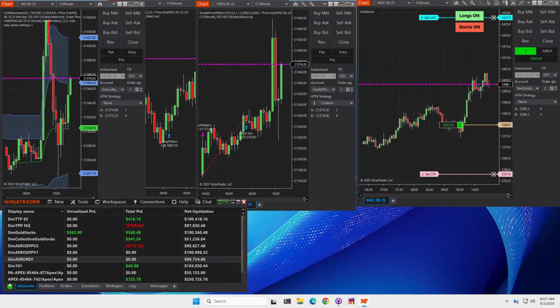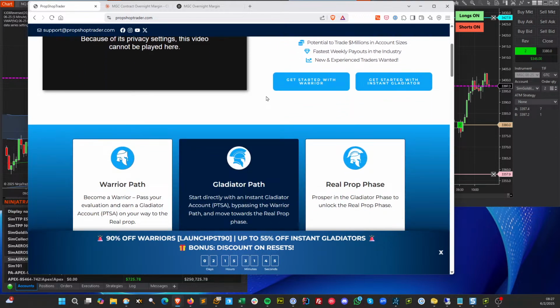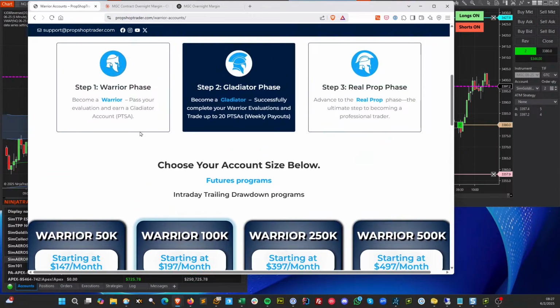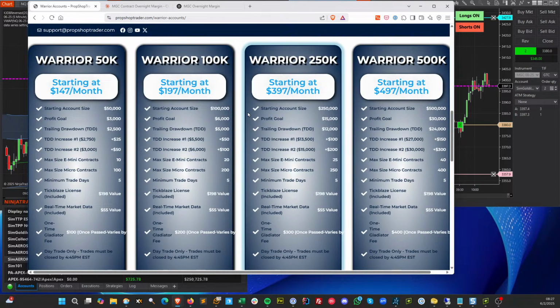But the prop shop trader is interesting. I kind of like it. I'll show it to you. Let's see structure. And I'm using the Brave browser. So they have this evaluation phase, the warrior, they call it. And then they also have the gladiator, which is basically direct funded. So I just pick a plan.